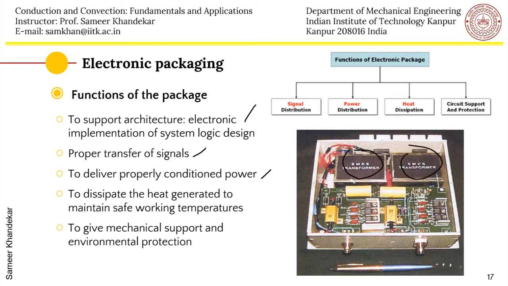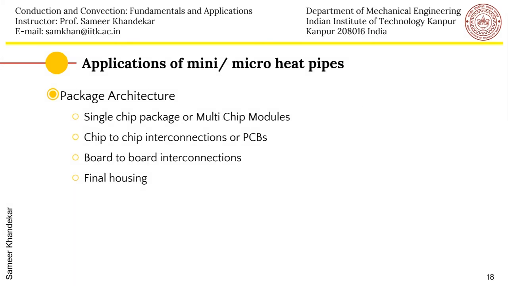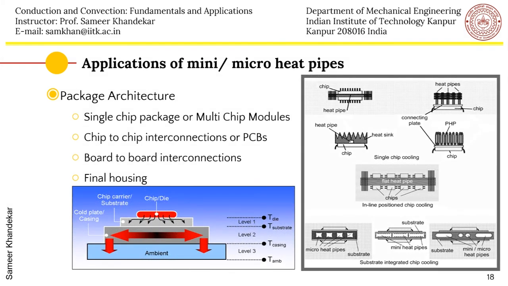And if you see here any chip or a die, the silicon chip is here. It is mounted on a substrate carrier, and then there is a casing, and finally is the ambient. So there are various levels at which cooling is required. From chip level to the substrate level, it is usually conduction heat transfer, and then to the casing, it can be via a heat pipe. So for example, heat pipes can be embedded like this, or it can be put like this. So there are various configurations of heat pipes on which electronics can be directly mounted.